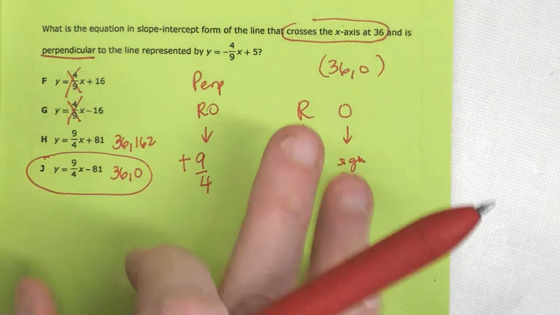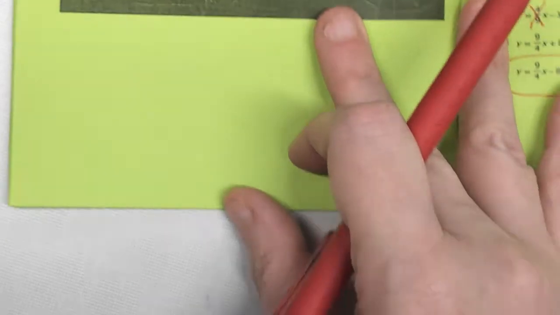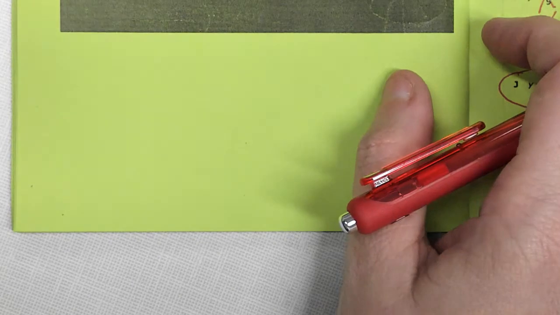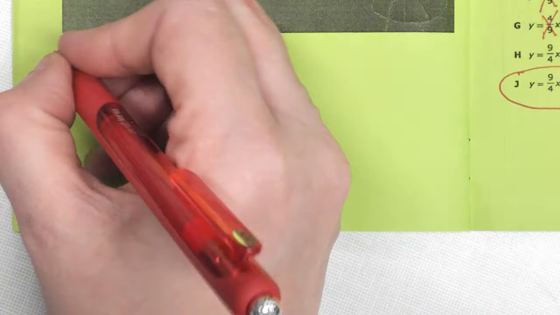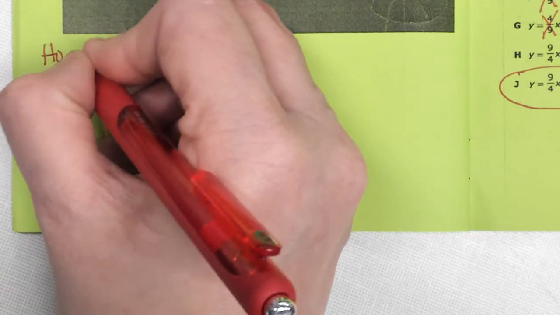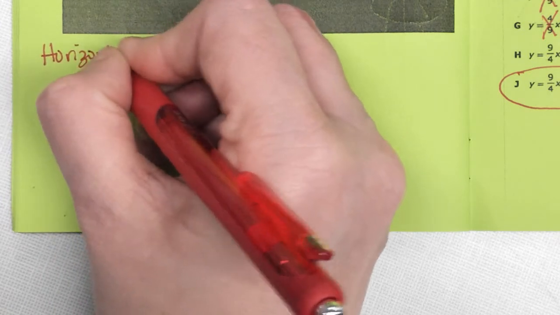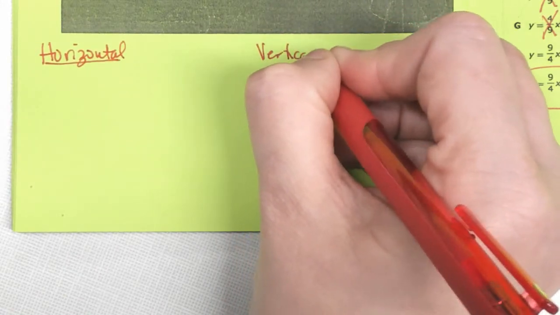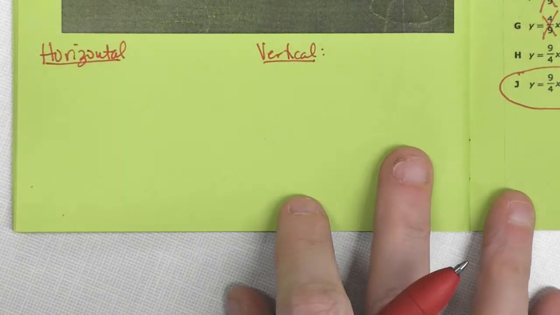Okay, great. So let's talk about the next thing. There is one more parallel and perpendicular question, but I'm not going to worry about that one. You can see what it looks like. It looks the same as everything else. Okay, so let's talk about the other one, which is horizontal and vertical lines. How do I remember a horizontal line?